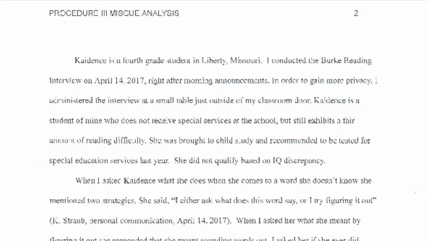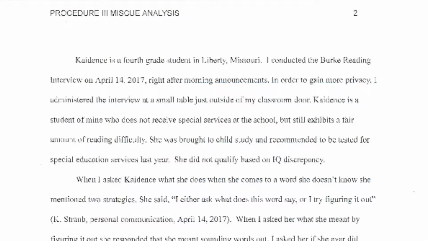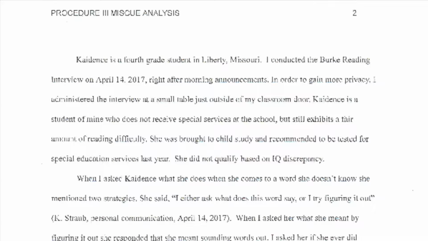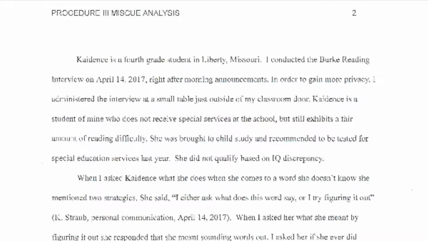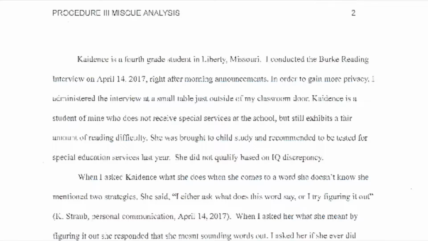This year, Cadence has participated in several RTI groups. She was for most of the year in a RTI group for reading comprehension, and she also participated in an intervention group on phonics. My school utilizes the Readers and Writers Workshop, which has given me several opportunities to meet with Cadence throughout the year. During our individual reading conferences, I have listened to Cadence read, and I have also offered her several strategies she can try when she gets stuck.